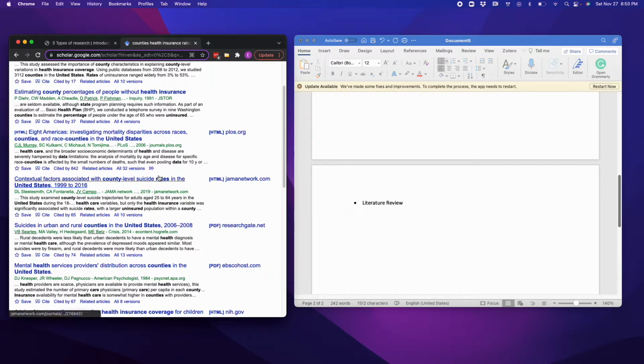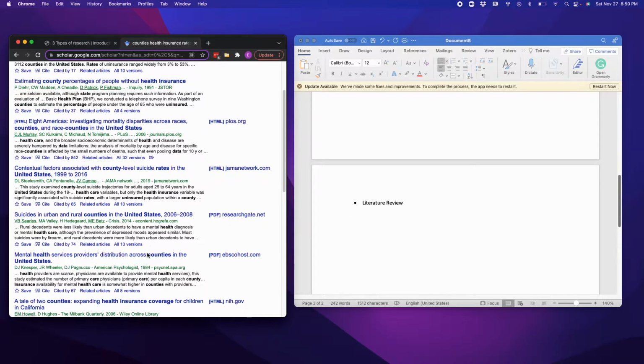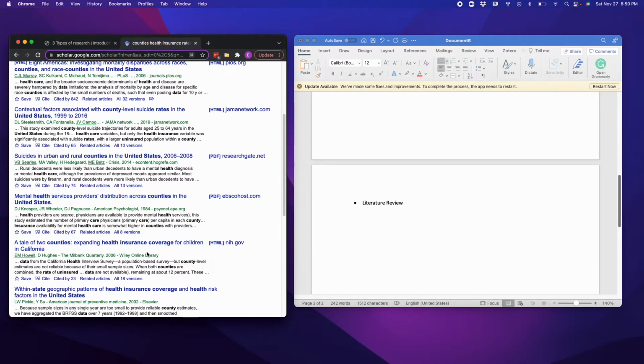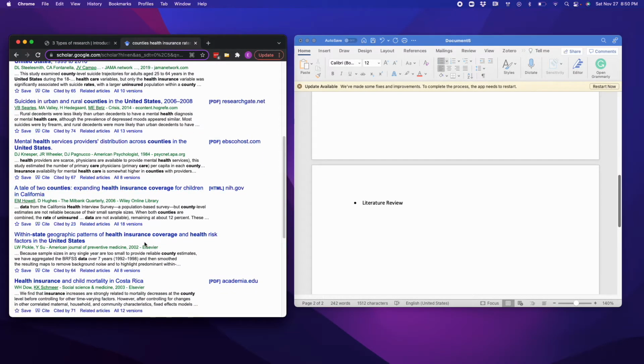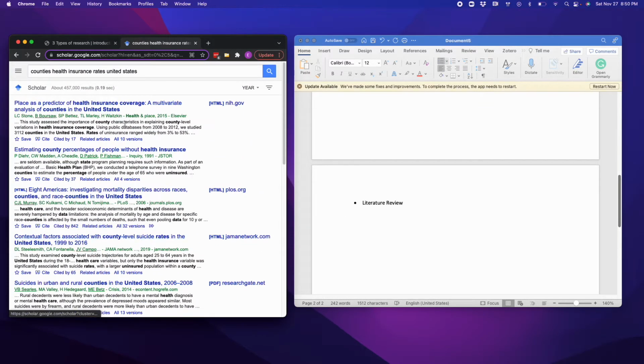Other papers are about different health risks at the county level. Google is just trying to triangulate what I want. Mental health providers. So within state geographic patterns of health insurance coverage. I'm going to start here with this first article. I won't open it like that. I can see this link here should take me to a public access version of this article.